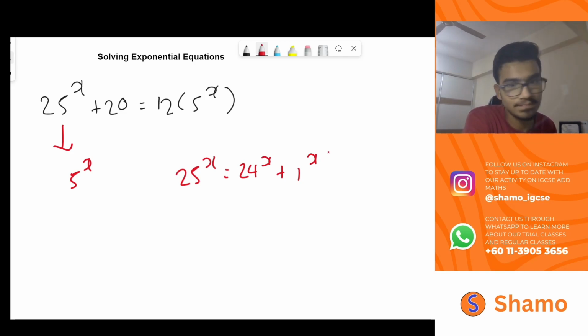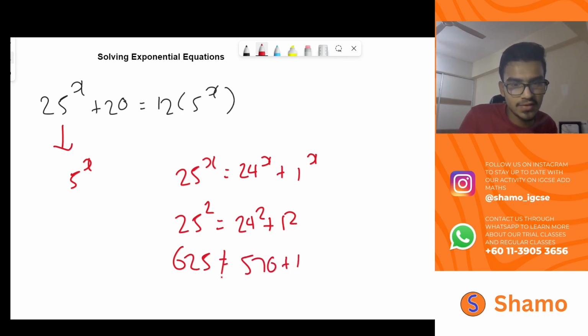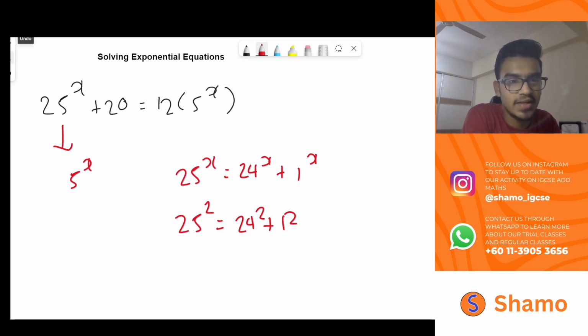No. No. Please revise your concepts again. Let's take an example. 25 squared is not the same as 24 squared plus 1 squared. 25 squared is, I believe, 625. Let me just confirm. Yeah, 625. And 24 squared is 576 plus 1. No, they're not the same. So don't do cheap tricks. We can't do that.